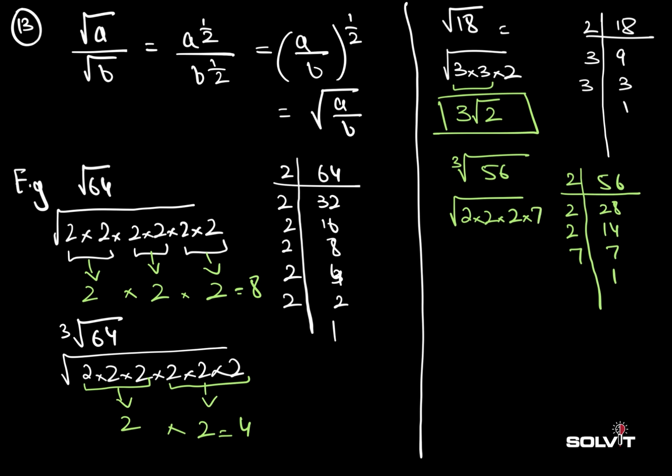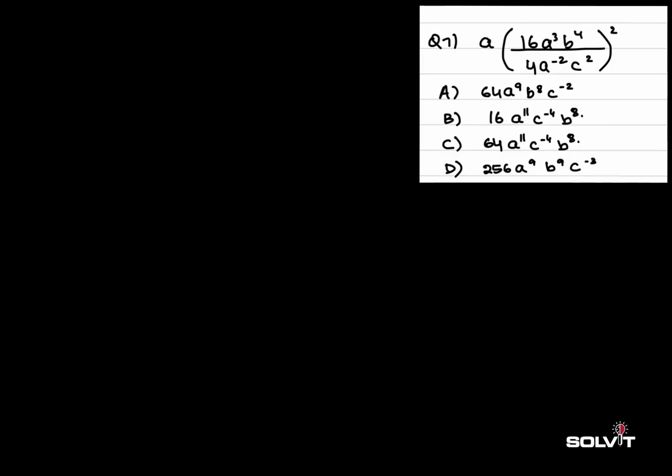So now what is going to happen? Since it's a cube root, we are going to make a maximum of pairs of 3 numbers if they are there. So that means 2 makes one group, and this is going to become 2 under cube root 7. That's all. That's how we simplify a root. Okay, so now let's solve this question together.